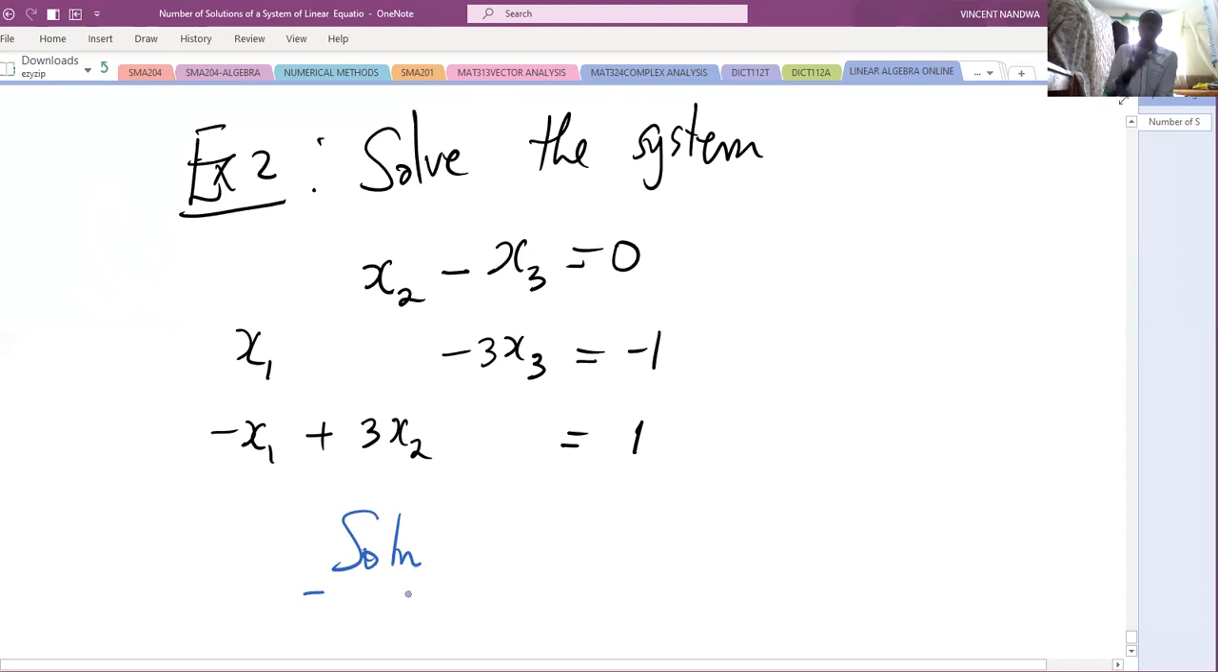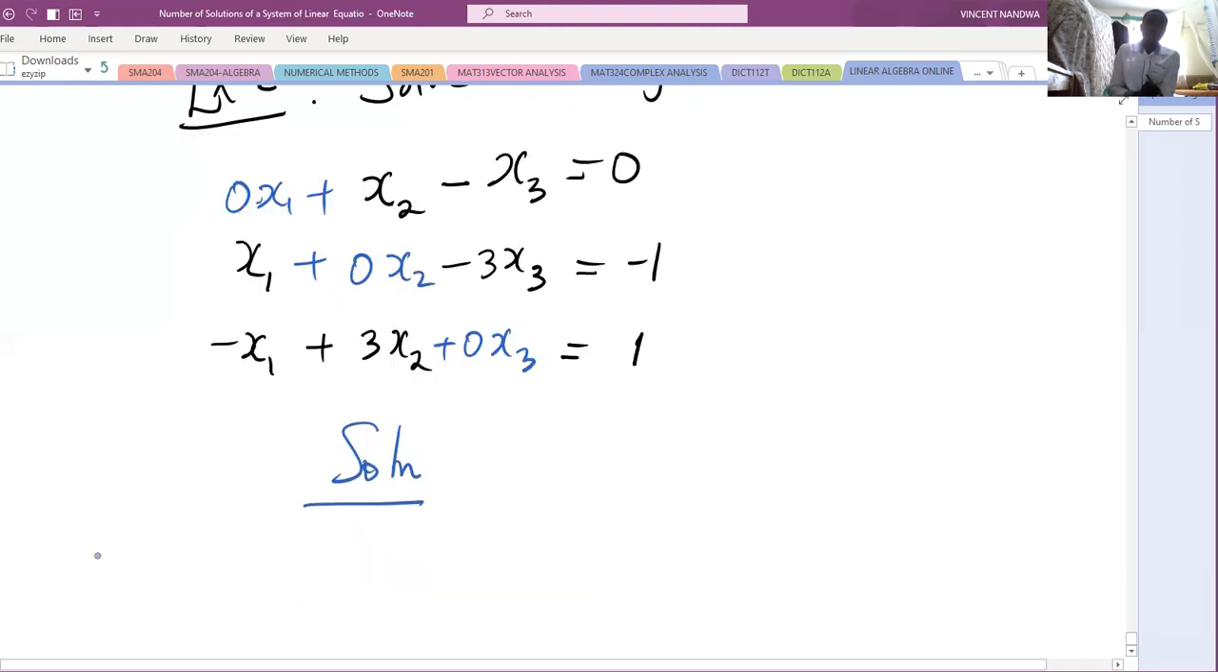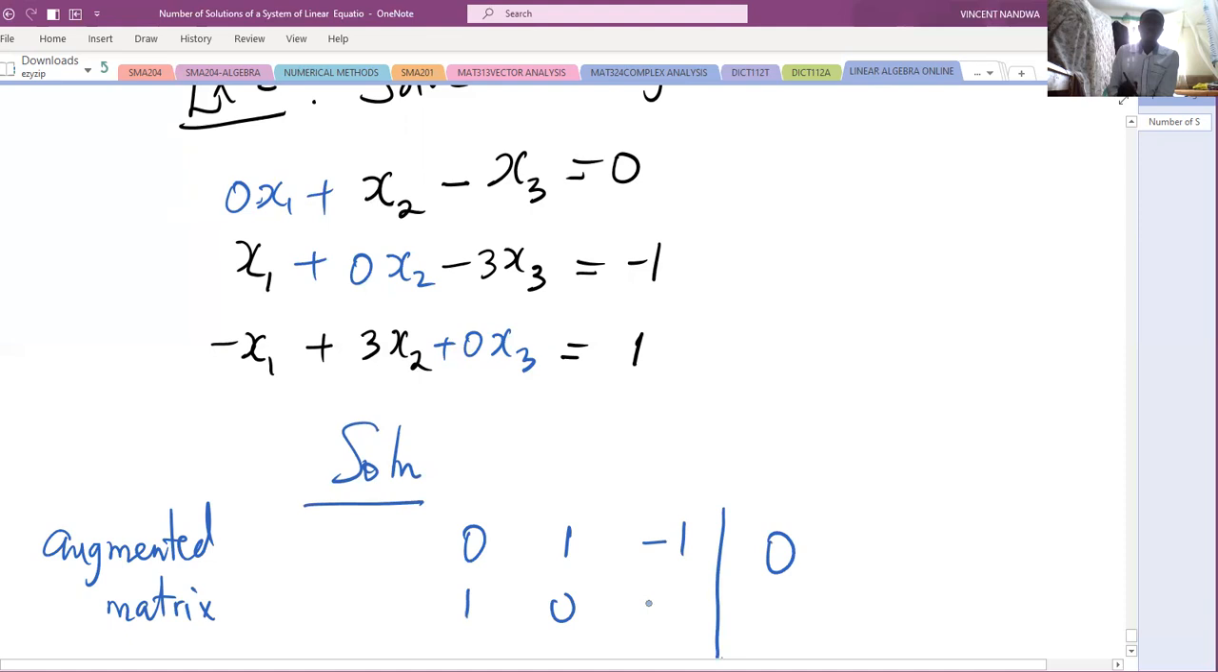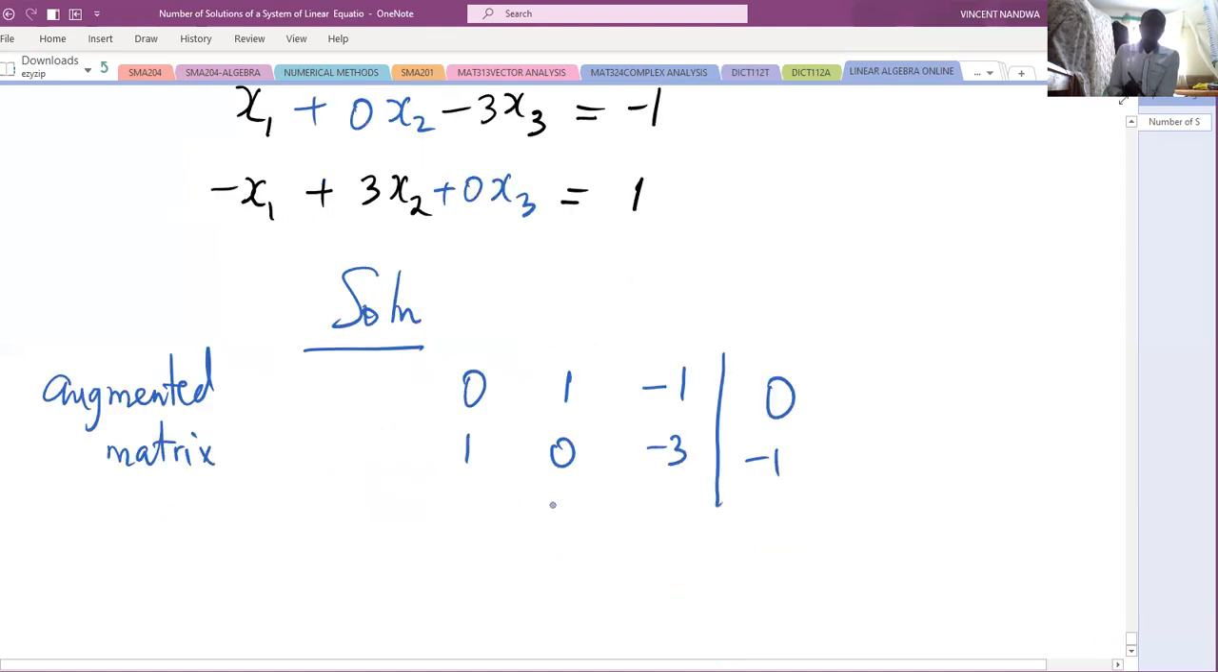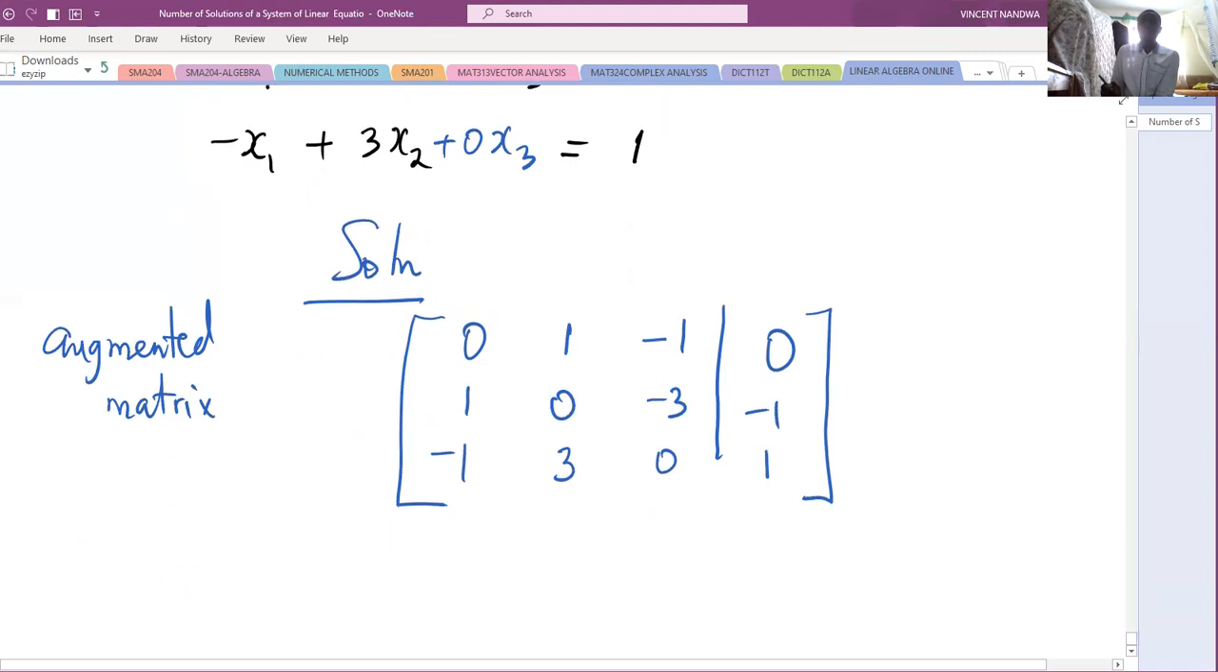Remember, we said that the first thing is to arrange in augmented form, and any equation that doesn't have a given variable, considering all the variables under consideration, you replace by zeros. So we can write this one as 0x1, plus 0x2, and then 0x3. So the augmented matrix is given by 0, 1, minus 1, 0; 1, 0, minus 3, minus 1; and then minus 1, 3, 0, 1. So this is the augmented form or the augmented matrix from the system.